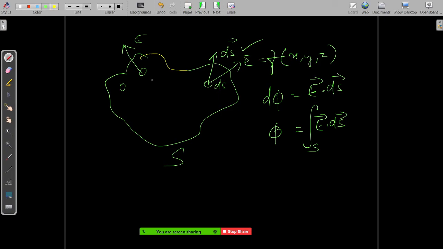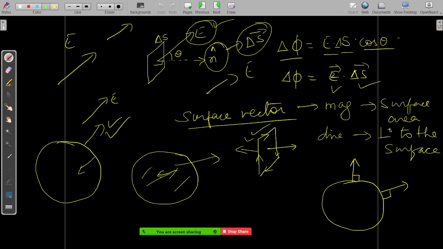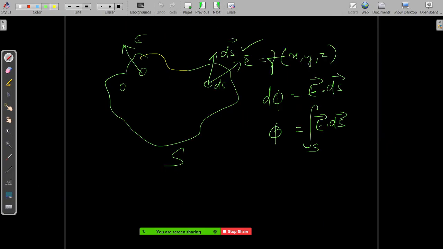But what about the angle it makes? You have to even consider that, right? Cos theta. See, we are not considering that because we have already converted this into this. The dot product already takes care of the angle, right? So we just have to remember this E dot dS. This is the vector product, I mean dot product of this.